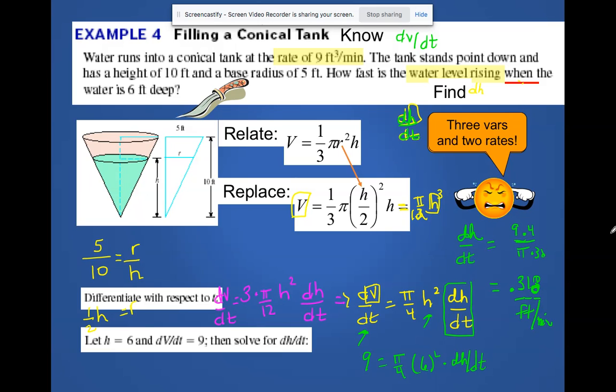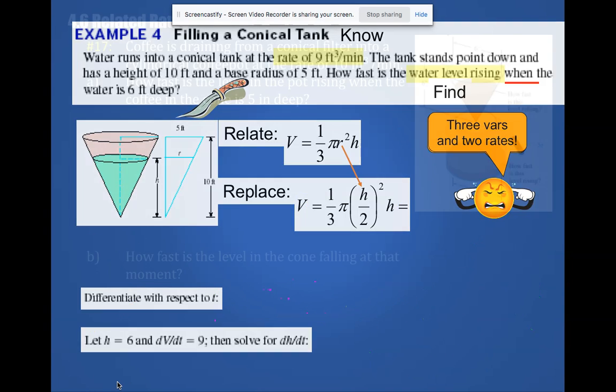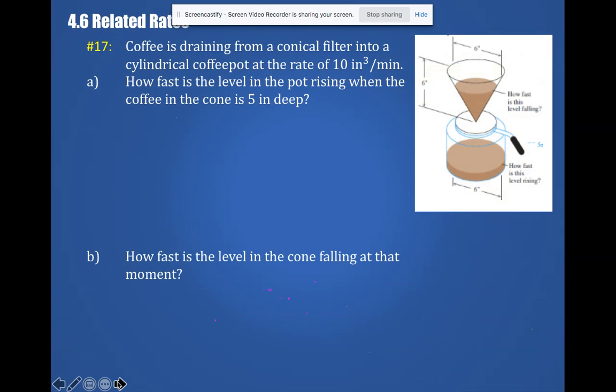All right. So lastly, I did a sphere, 2 triangles, and a cone problem. The last one I'm going to do is number 17 in your homework packet, in the related rates avalanche packet, because it's a pretty famous problem. The coffee filter and coffee pot problem. Notice when they're drawing it that you've got 2 things going on. You have a cone and a cylinder. So that's why they like this problem.